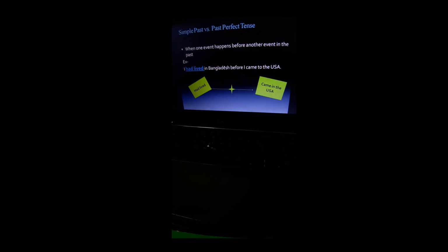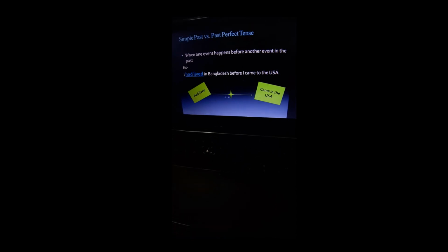Here, if I told you to draw a timeline, I have drawn it already. See the timeline. Look at the screen: the timeline shows that this happened before that. So the first event took place here. I had lived in Bangladesh before I came to the USA. This is done, right? In the past, I came to the USA.